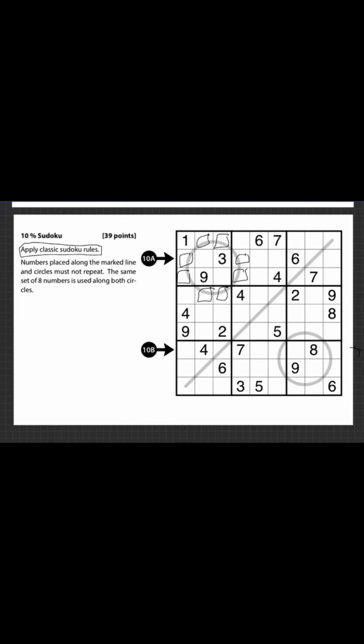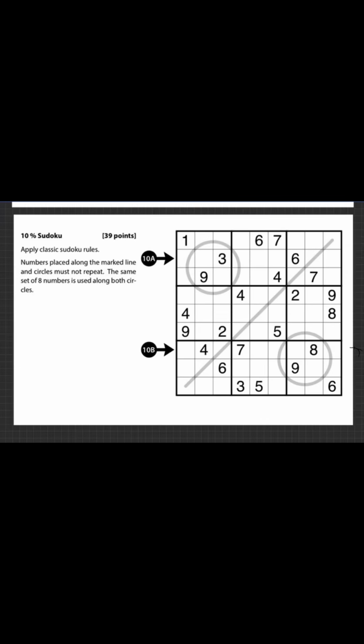We're also told that the same set of 8 numbers is used along both circles. For example, if the numbers being used in this circle were 2 up to 9, then the numbers being used in this circle would also be 2 through 9. So there wouldn't be a 1 in any of the boxes indicated by the circle if we were able to prove that the digits in these boxes were 2 through 9 and could not be 1. Okay, so those are the additional rules for percent Sudoku. Without any further ado, let's get straight into this.